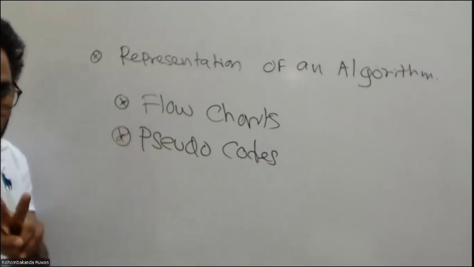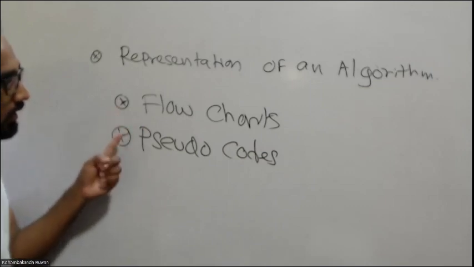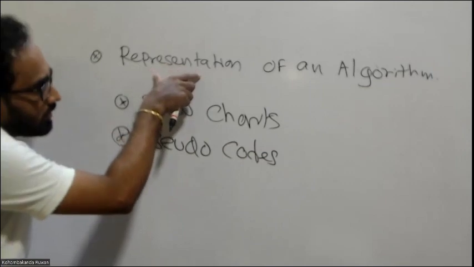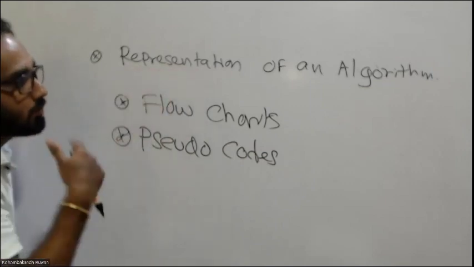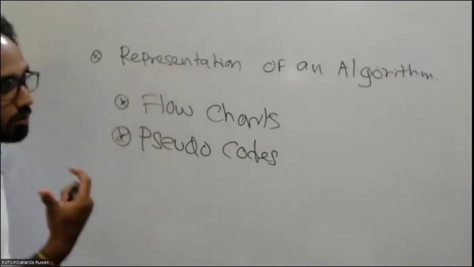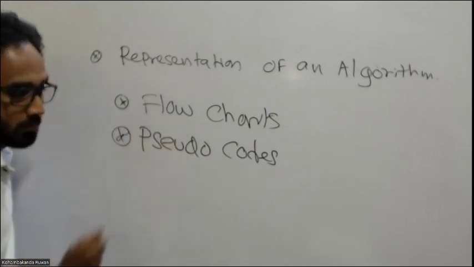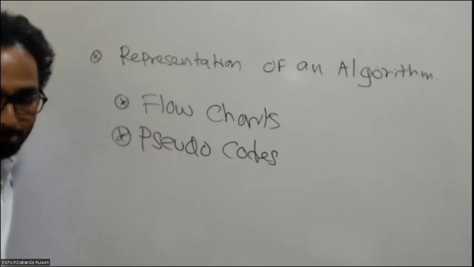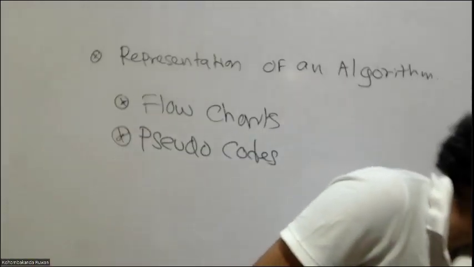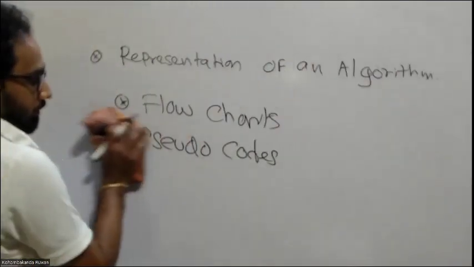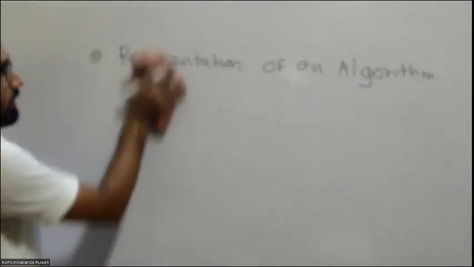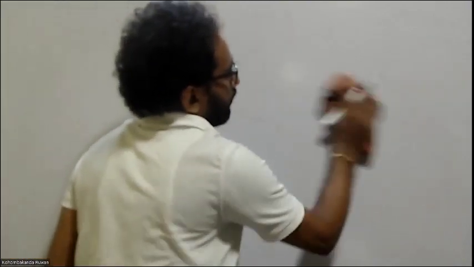There are two, and that is all in the syllabus. That is the representation of an algorithm. How can we represent an algorithm? There are two ways. One is a flowchart, the other one is pseudocode. Now the topic is the flowchart. Now we are going to discuss flow charts.